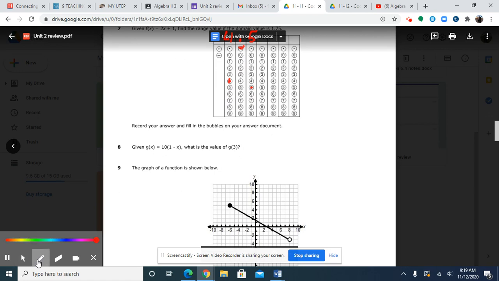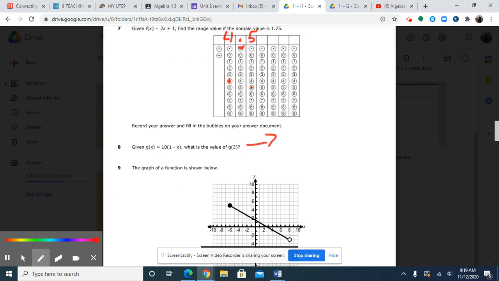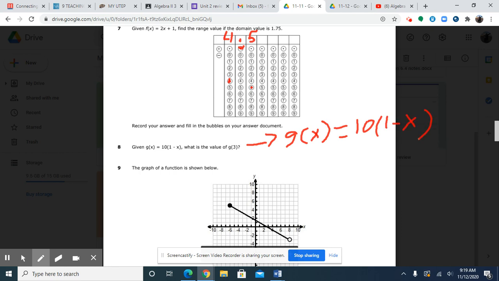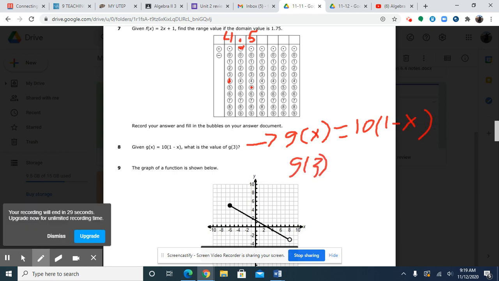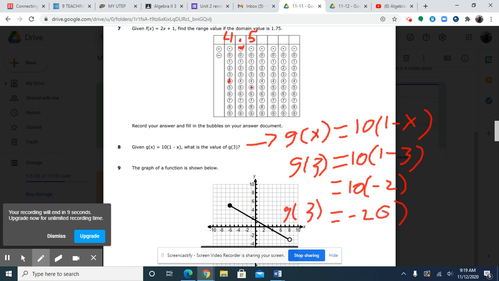And finally, g of x right here. It doesn't really matter if it's f of x, g of x, h of x. That's just names given for the graph, with you using different letters. So now let's say we wanted to look for g of 3. We will replace x with 3. So it should be 1 minus 3, which is negative 2, and then multiply 10 times negative 2, that would give us negative 20. So g of 3 is equal to negative 20.